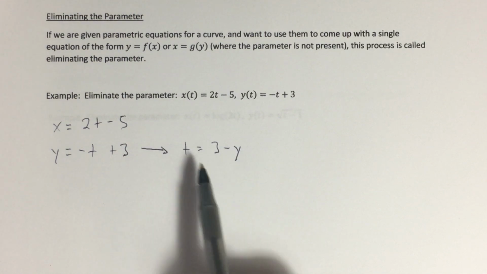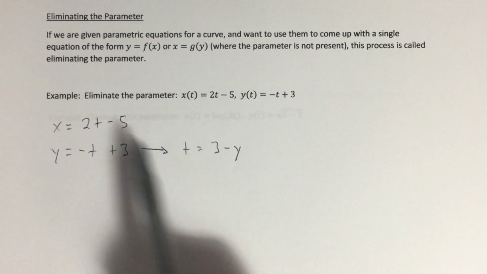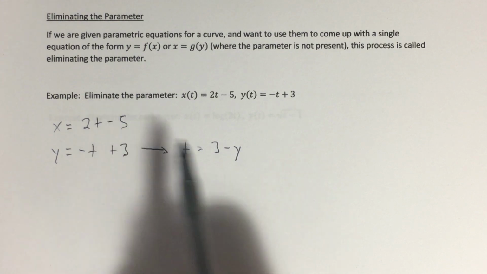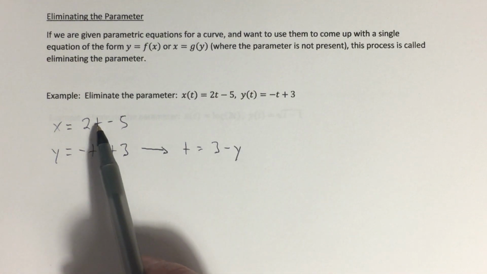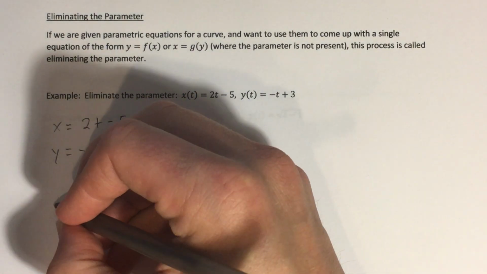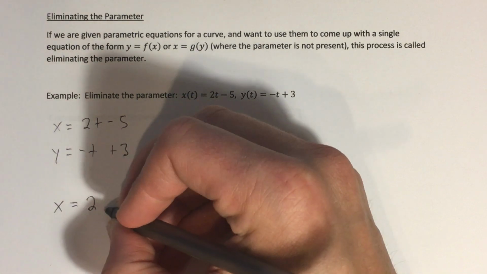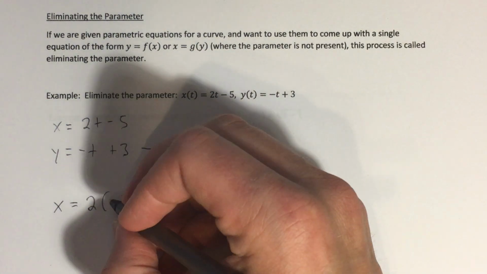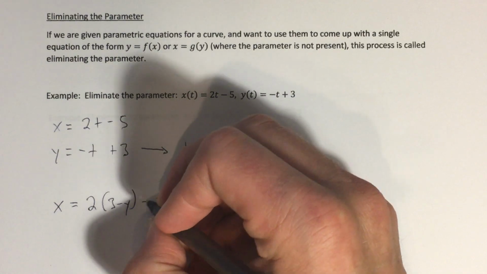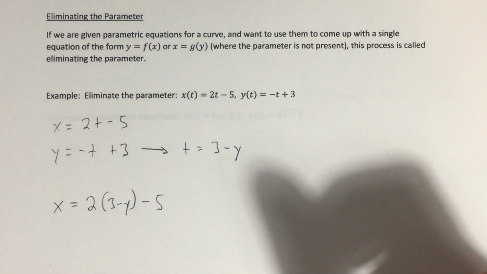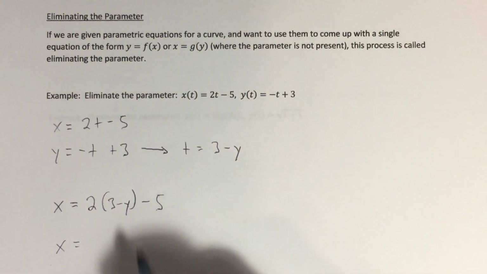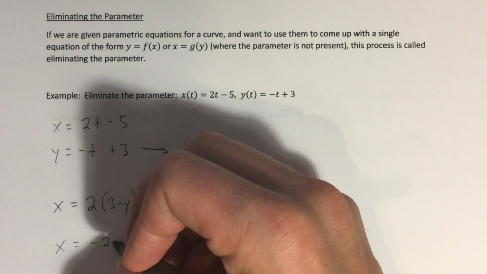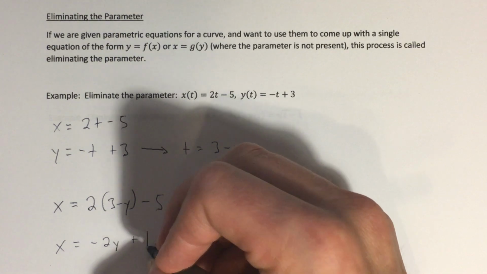Now that I've done this, I can make a substitution for the t in the other equation. So if t is equal to 3 minus y, I can substitute 3 minus y for the t in this equation up here. So x can be written as 2 times, not t anymore, but 3 minus y, minus 5. And then it would benefit us to simplify this. So if I distributed the 2, I'm going to get a 6 minus 5. That would be 1. And then I also get a negative 2y. So I get negative 2y plus 1.